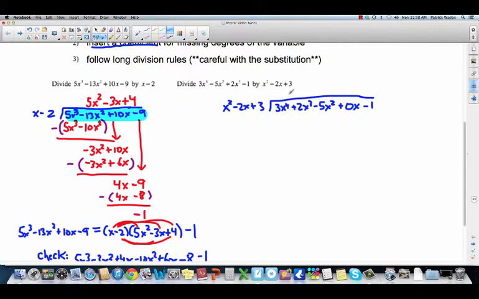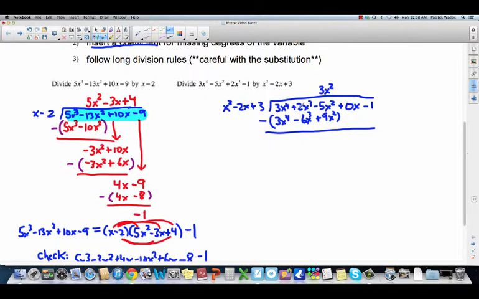Okay, now we're all set up. So here we go. I'll go a little bit faster this time. X squared has to multiply by what to get 3x to the 4th? You have to multiply by 3x squared. So you're not going to write here. You're going to put it all the way over here. Since it's an x squared, you put it over the x squared. So 3x squared. 3x squared times x squared is 3x to the 4th. 3x squared times negative 2x is negative 6x cubed, and 3x squared times 3 is 9x squared, and we're going to subtract all of that.